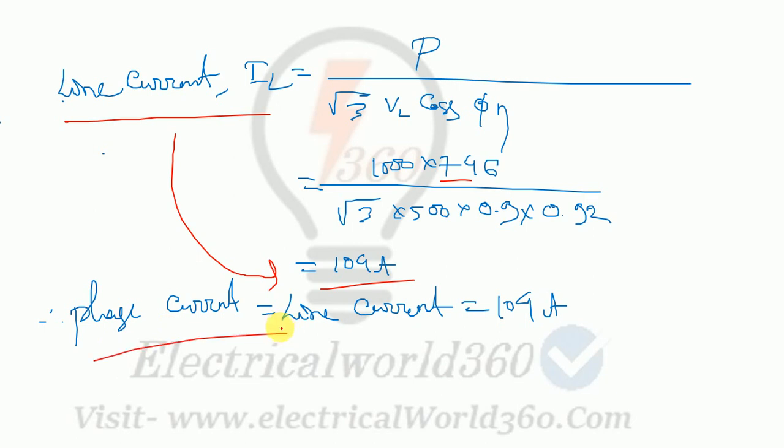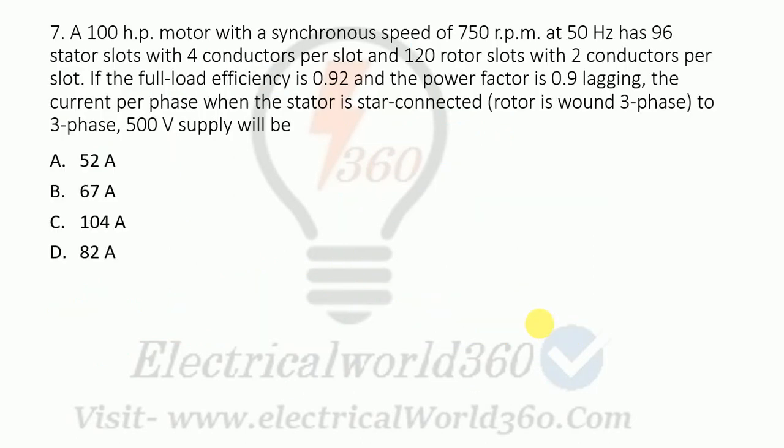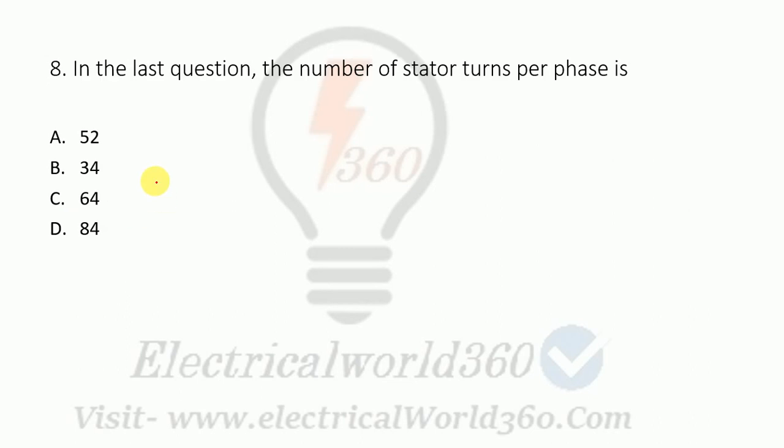So as you know, the phase current is equal to the line current, so that means the phase current will be 104 ampere. So that's why here the 104 ampere will be the right answer. So here you can see the option number C will be the right answer. This is the question number 8.